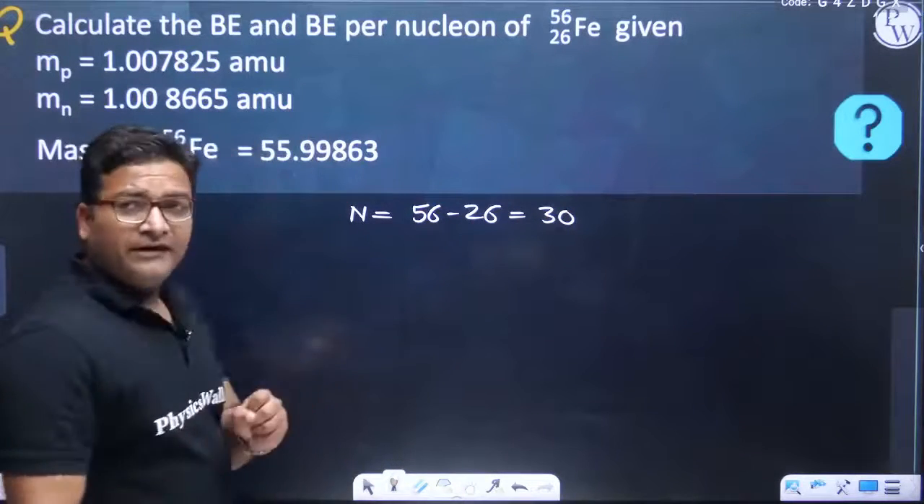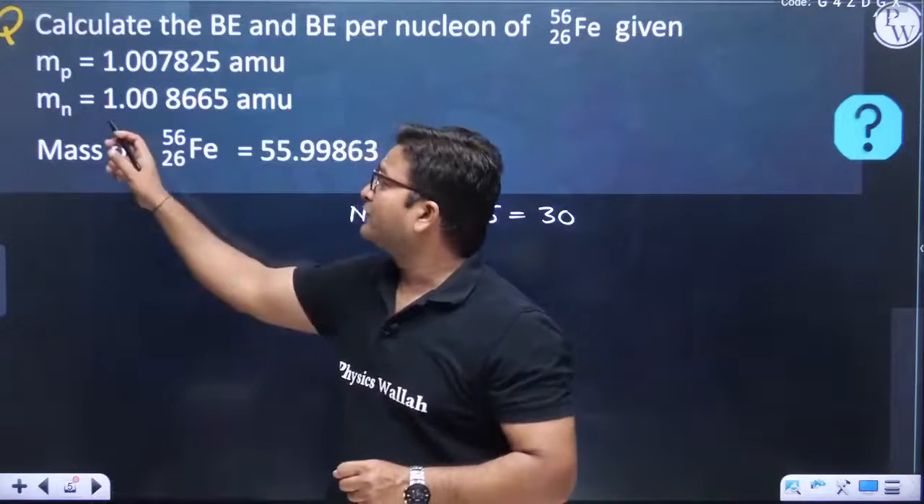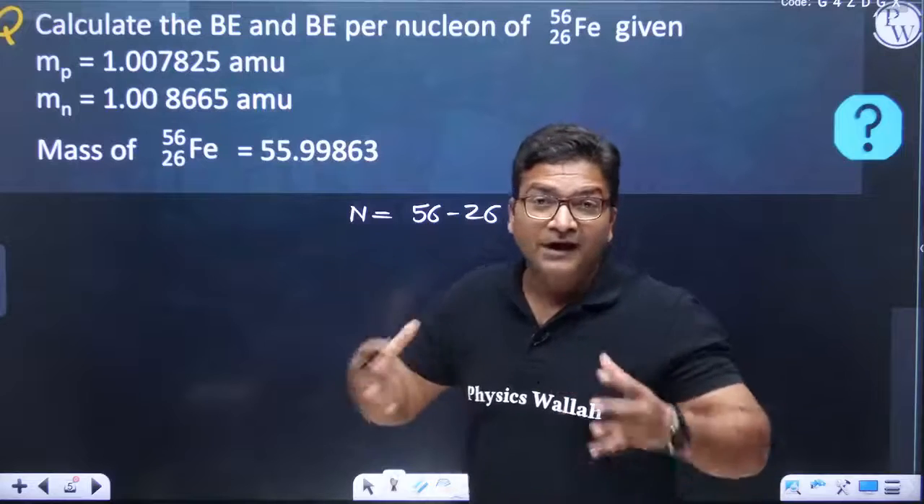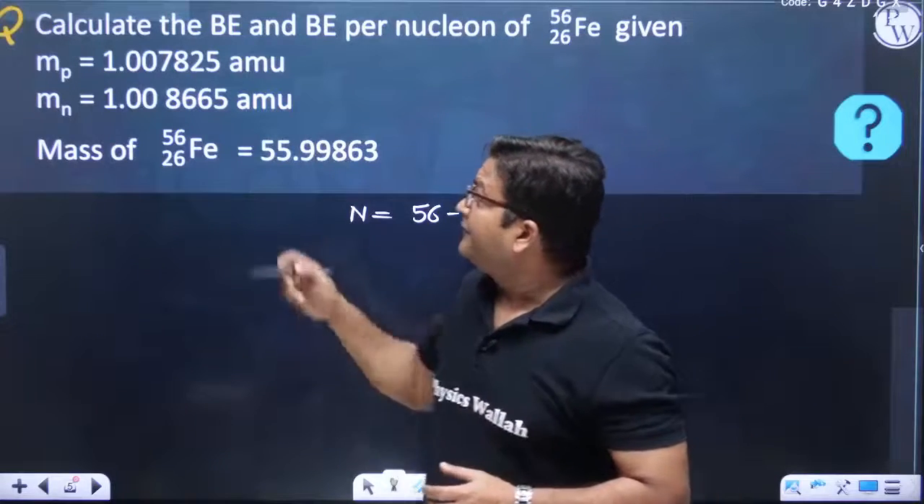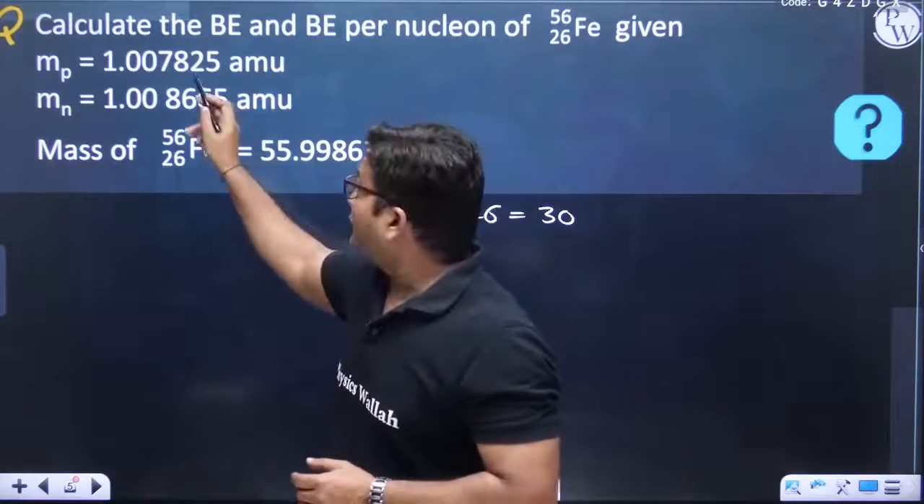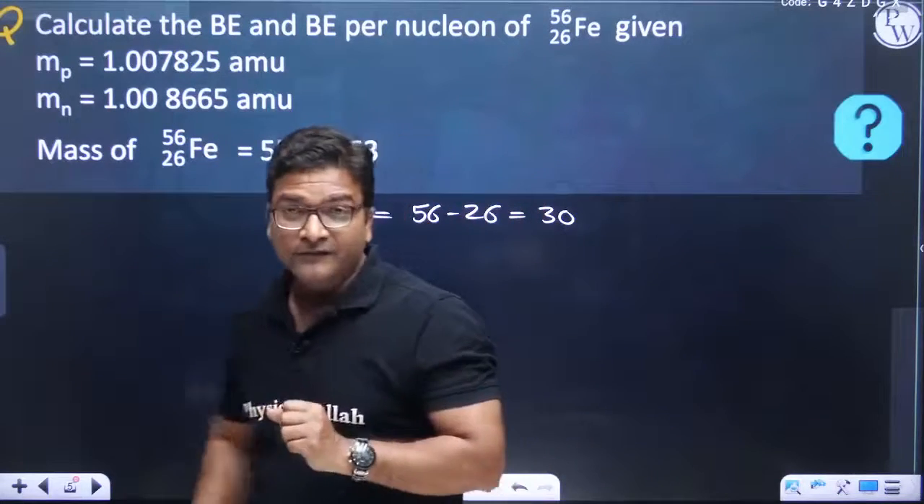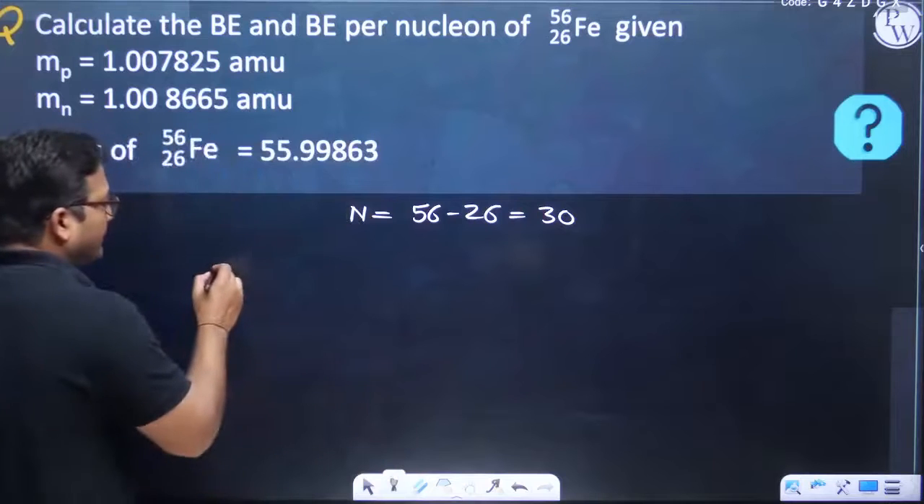Okay, they have given us the mass of proton, the mass of neutron, and the mass of the iron nucleus. So what is mass defect? Mass defect is the total mass of all the protons and all the neutrons minus the mass of the single nucleus. So let us calculate the mass defect.